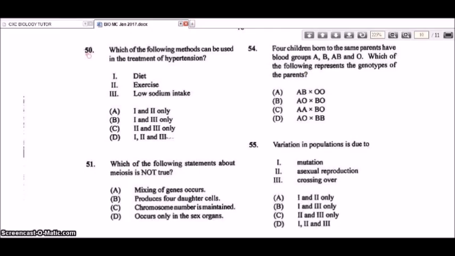Question 50. Which of the following methods can be used in the treatment of hypertension? So hypertension, high blood pressure. So we have diet, exercise, low sodium intake, and that would be related to diet. So all three of those would be correct. So you need to monitor those things when you're hypertensive. So 1, 2, and 3, that would be D.